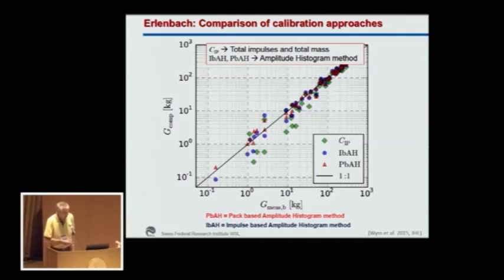And what you see here is now basically a comparison of this simpler method, which I introduced first, simply correlating total mass with number of impulses. These are represented by the green diamonds here, whereas the other two, the blue and the red data, refer to this amplitude histogram method.